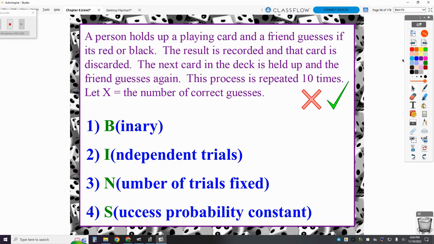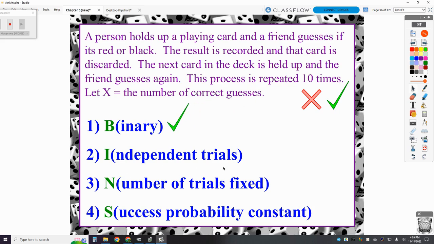binomial problem? So a person holds up a playing card, and a friend guesses if it's red or black. The result is recorded, and that card is thrown out. The next card in the deck is held up, and the friend guesses again. This process is repeated 10 times. Let X equal the number of correct guesses. So option 1, are there 2 outcomes? Is there something we would consider a success and something a failure? And yeah, they're either going to guess correctly or they're not going to guess correctly. So green check mark, it is binary.